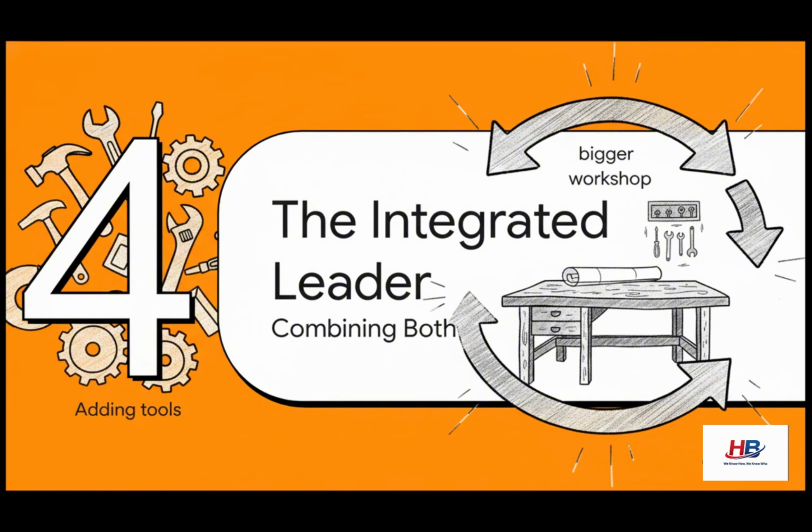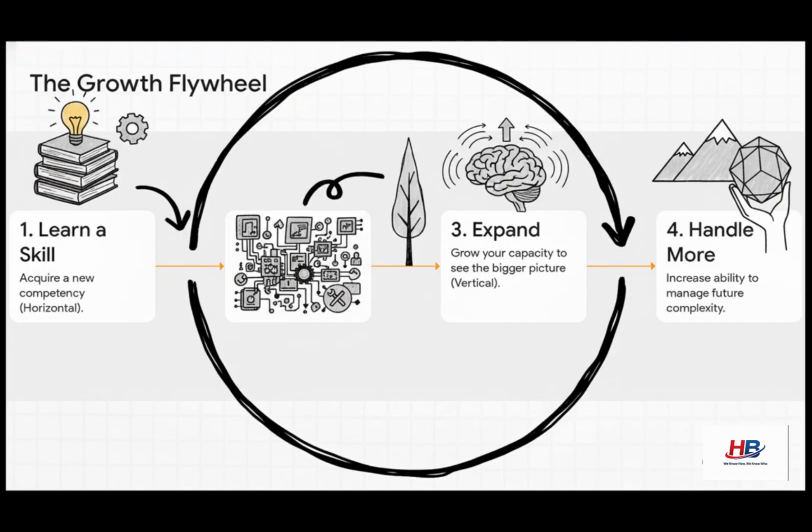Now, this is so important. This is not an either-or choice. You don't just pick one. You don't choose between adding tools or building a bigger workshop. The absolute most effective leaders are the ones who integrate both. And this is how it all works together in what's called the growth flywheel.